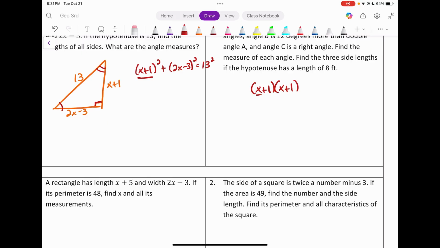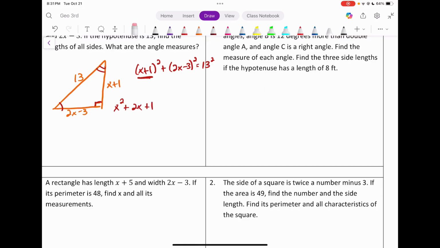Here's how you do it. x times x, x squared. x times 1, x. 1 times x is also x, and 1 times 1 is 1. The middle terms should be alike. So when you do (x plus 1) squared, it gives you a total of x squared plus 1x plus 1x, which is a total of 2x, plus 1.